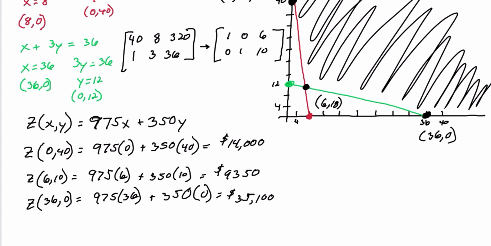So in all three cases, we have enough seats to take every student to the spring break trip. But obviously, we want to go with the cheapest option, $9,350. And that happens when we take 6 buses and 10 vans.